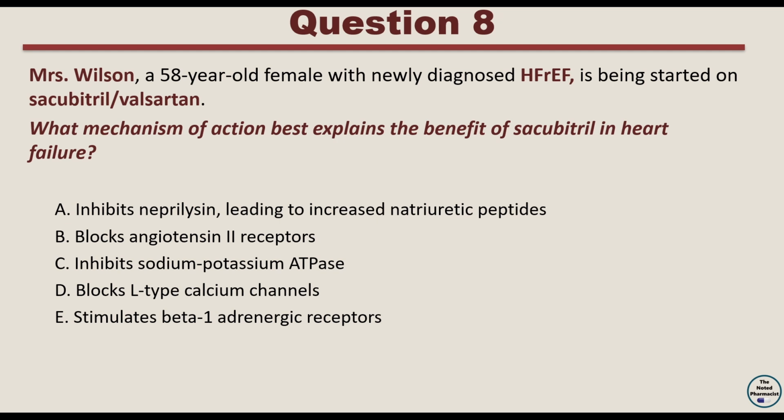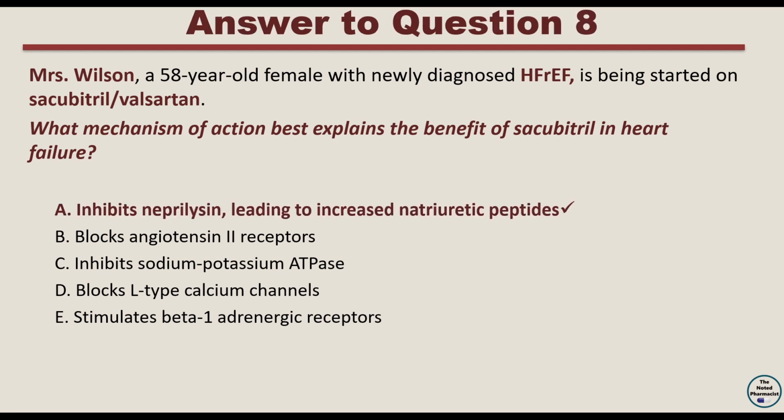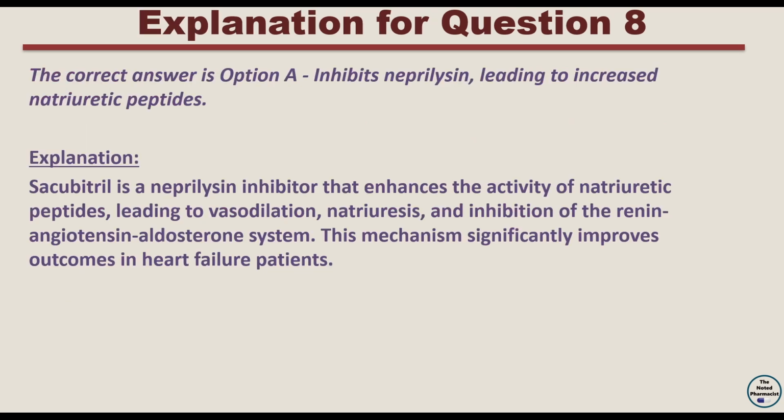The correct answer is option A, inhibits neprilysin, leading to increased natriuretic peptides. The explanation is as follows. Sacubitril is a neprilysin inhibitor that enhances the activity of natriuretic peptides, leading to vasodilation, natriuresis, and inhibition of the renin-angiotensin-aldosterone system. This mechanism significantly improves outcomes in heart failure patients.